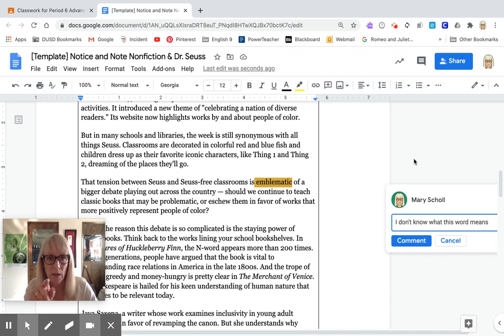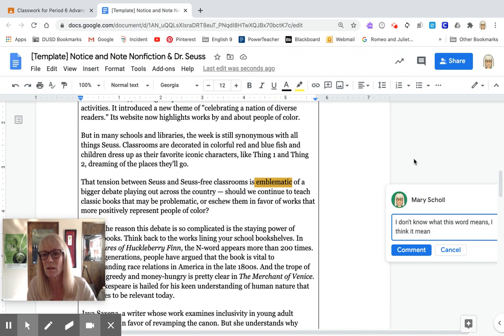But based on how it's used in the paragraph, I could say, I think it means a symbol for, and you can even put a question mark, or you can get out your handy dandy phone, go to dictionary.com and put in, I got to spell it, emblematic, and it pops up, and it says it serves as a symbol.